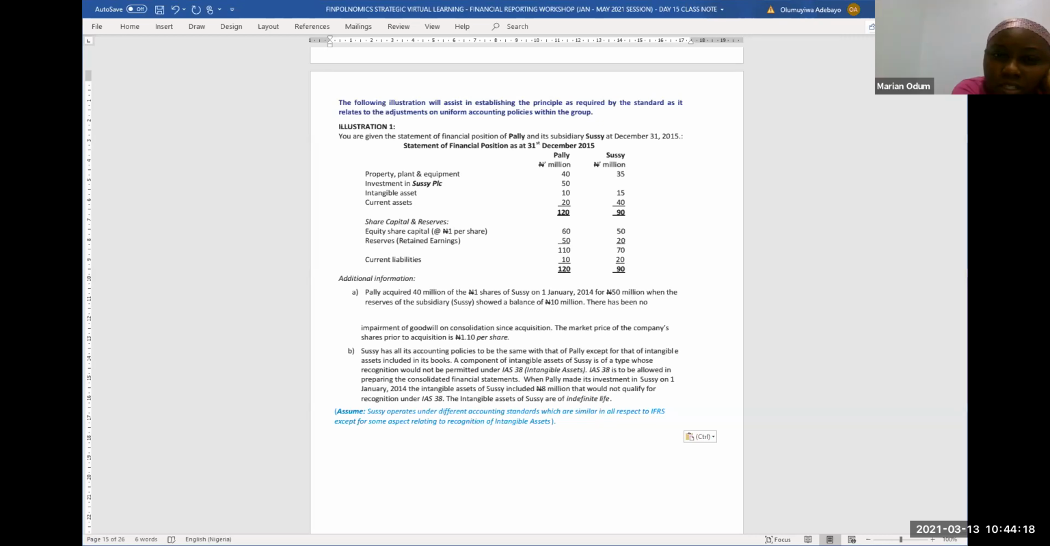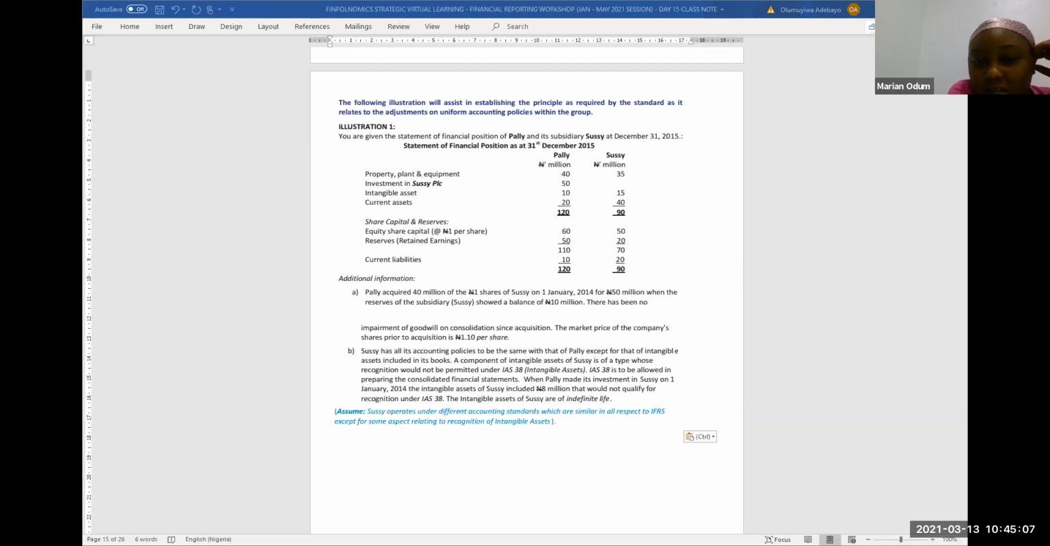The following illustration will assist in establishing the principle as required by the standard as it relates to the adjustments on uniform accounting policies within the group. Illustration 1: you are given the statement of financial position of Pali and its subsidiary SUSI as at 31st December 2015. Additional information. A, Pali acquired 40 million of the 1 Naira shares of SUSI on 1st January 2014 for 50 million, when the reserves of the subsidiary showed a balance of 10 million Naira. There has been no impairment of goodwill on consolidation since acquisition. The market price of the company's shares prior to acquisition is 1 Naira 10 kobo per share.